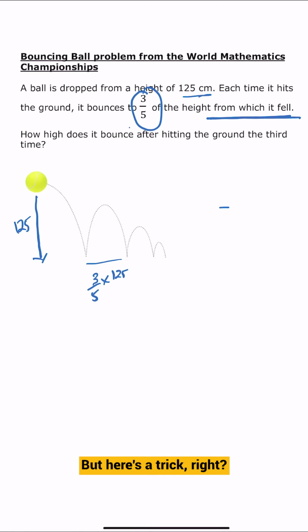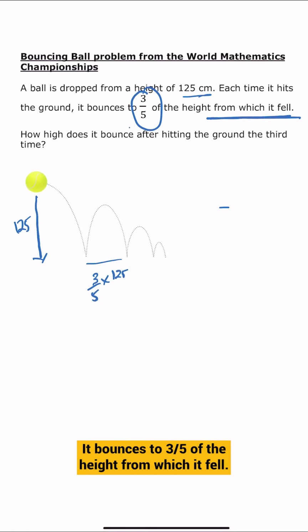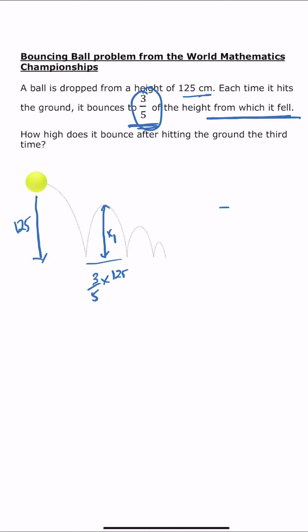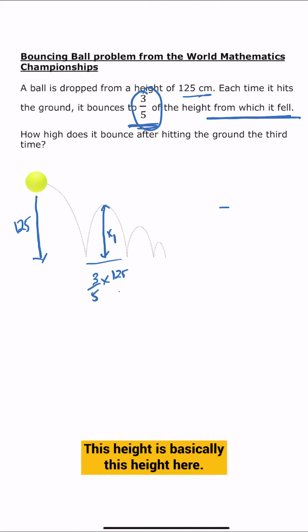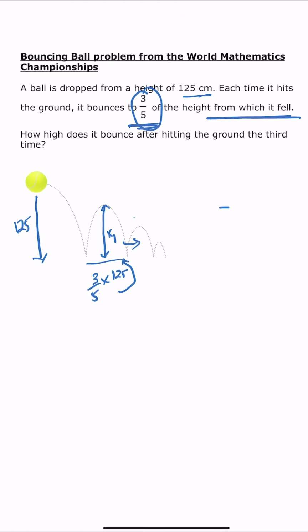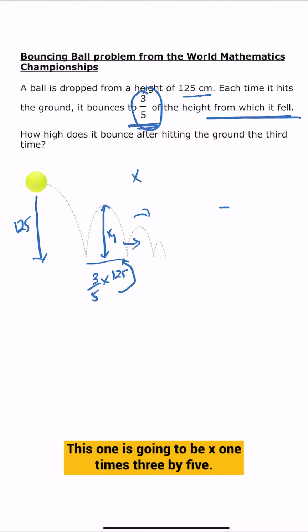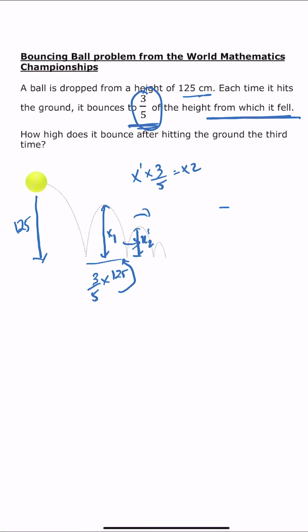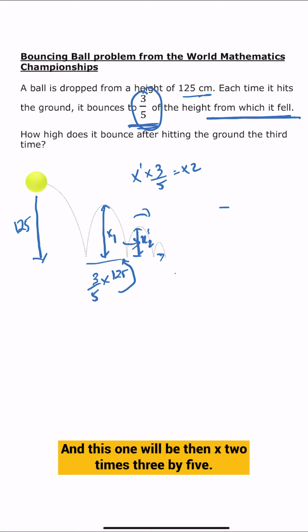But here is a trick, right? It says each time it hits the ground, it bounces to three-fifths of the height from which it fell. So if this was the height the next time, I'm just going to call this height x1. And so this height is basically this height here. So then this one is going to be x1 times 3 by 5, and we'll call that x2. Let's call this x2 as the height, this height. This one will be then x2 times 3 by 5.